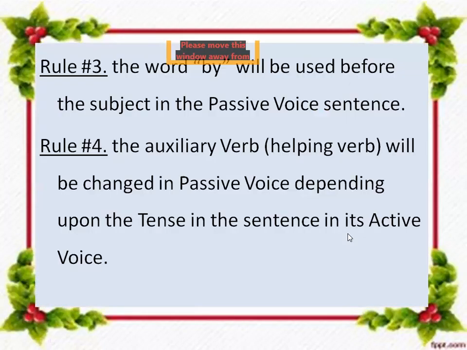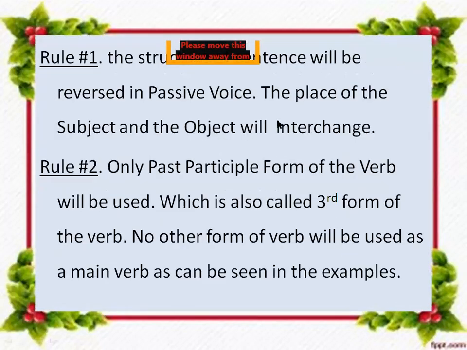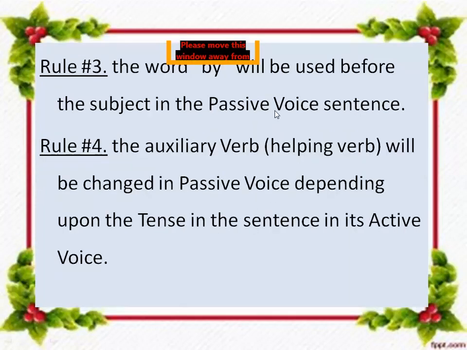Yes, now we have completed all 4 rules: we have to reverse the sentence structure first, then we have to use the third form of the verb, then we have to use by before the subject as a preposition over here, and then at last we have to put the helping verb before the main verb according to the tense of the active sentence. Okay, we have to learn these 4 rules on our fingertips before we change active passive sentences.